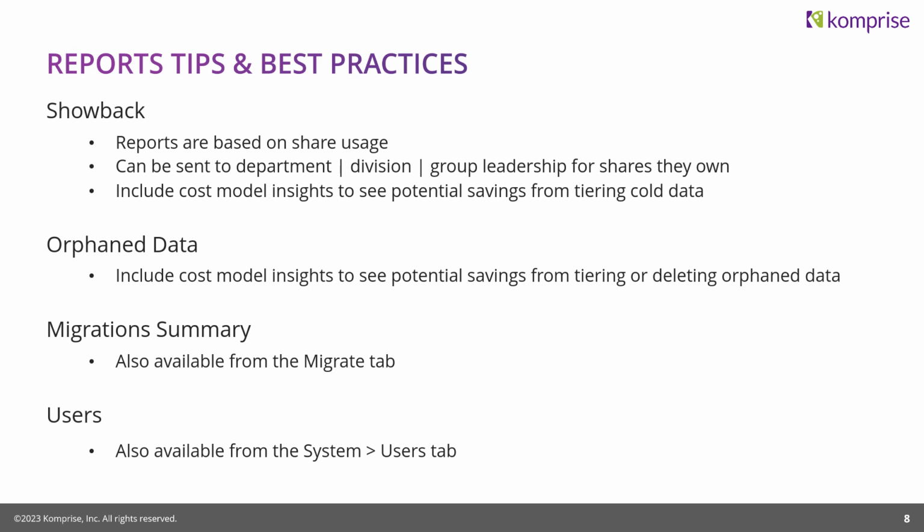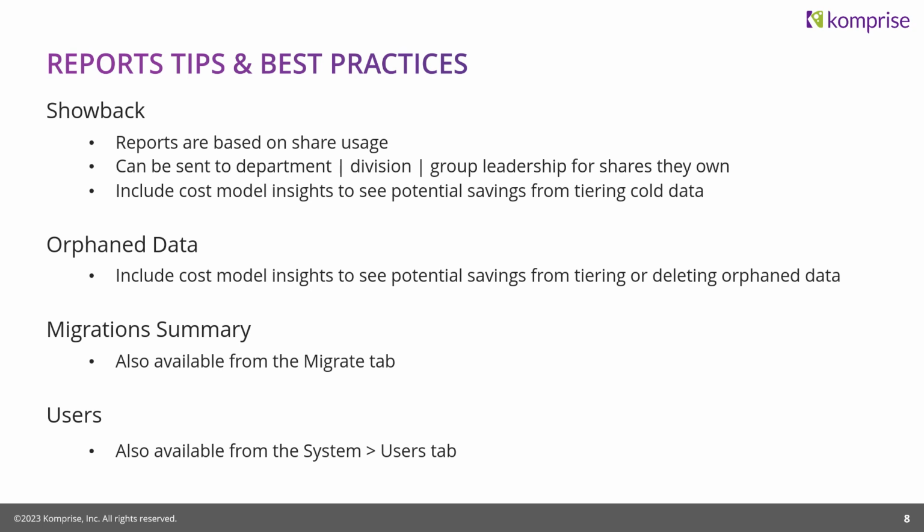So general best practices: your report for Showback is based on shares. You can send these right now. You'd have to PDF and then manually send. Eventually, you'll be able to automate sending to different departments or divisions or groups for shares that they own. You can include cost model insights to see your potential savings. And similar with our Orphaned Data, you can include cost model insights.